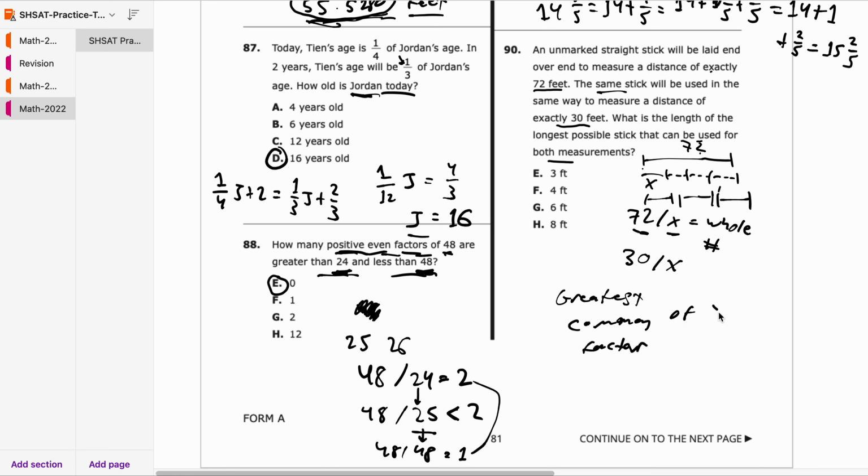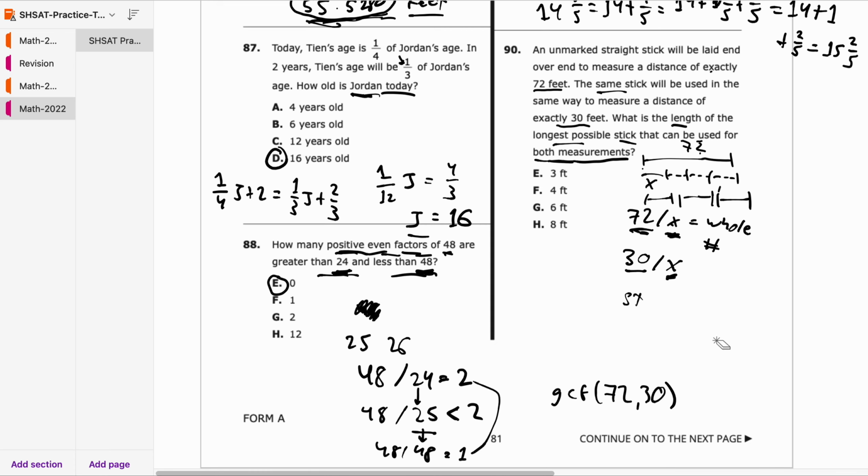of 72 and 30, right? Because we're being asked for the length of the longest possible stick that can be used for both measurements. Given that the length of the stick must be a factor of both 72 and 30, we need the largest possible factor, which is going to be the greatest common factor of these two numbers. And so we're finding the GCF of 72 and 30.